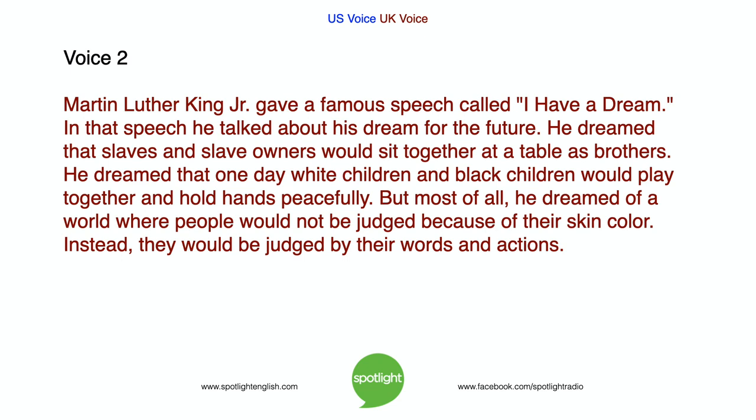He dreamed that slaves and slave owners would sit together at a table as brothers. He dreamed that one day white children and black children would play together and hold hands peacefully. But most of all, he dreamed of a world where people would not be judged because of their skin color. Instead, they would be judged by their words and actions.